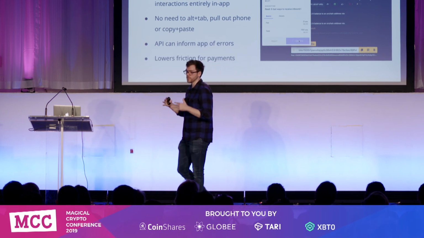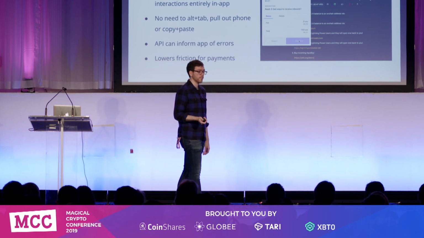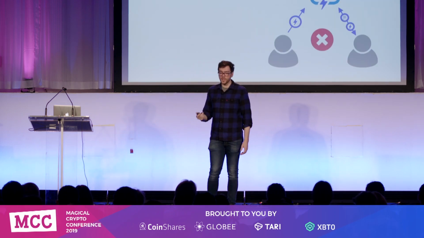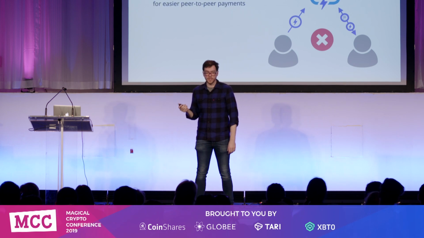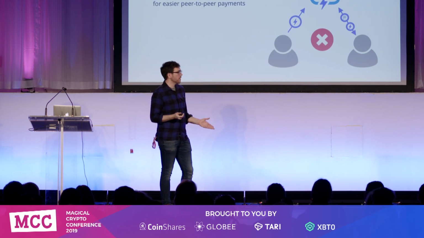And in general, we've just lowered the friction of these payments. So now it's not so bad to present a user with a paywall. We're also enabling this peer-to-peer use case. So by automating invoice generation, it's a lot easier to facilitate these peer-to-peer payments.